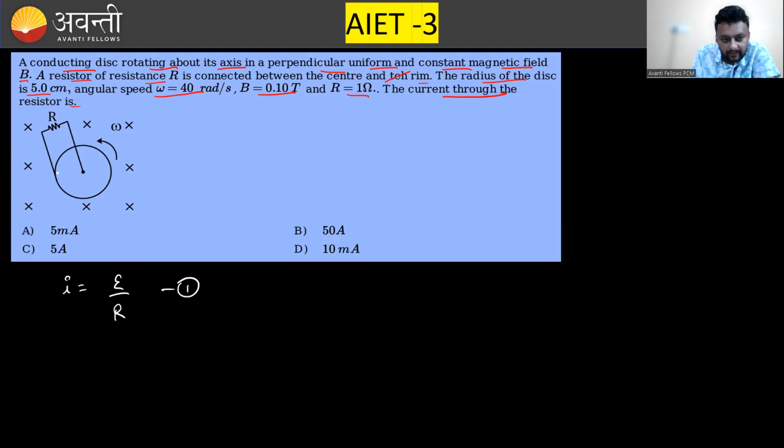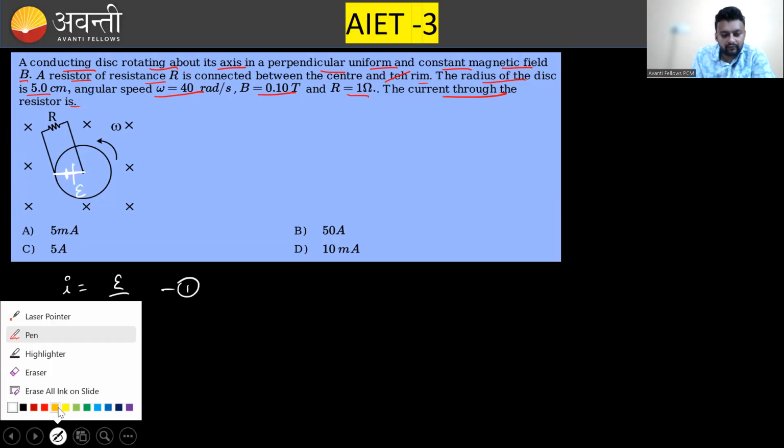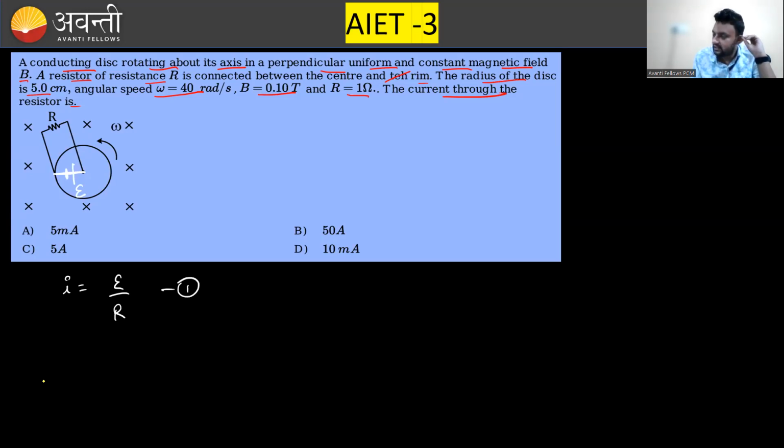So across these ends, there will be some sort of EMF. If you remember from the previous lectures that we have taken in the electromagnetic induction chapter, the EMF induced between the center and the rim point will be E is equals to half B omega radius square. So you can calculate EMF.